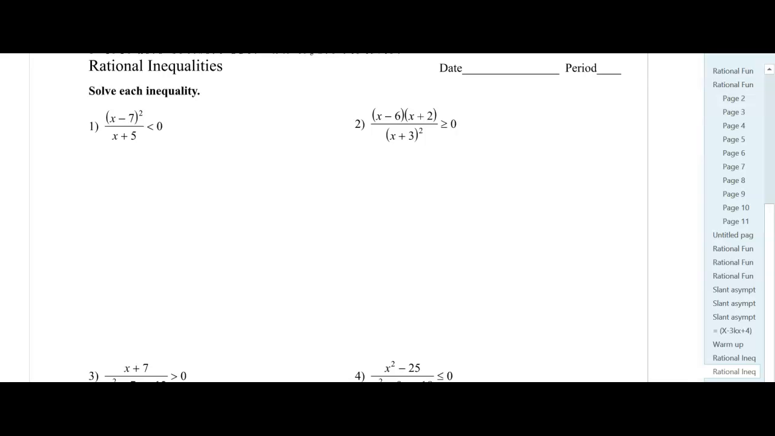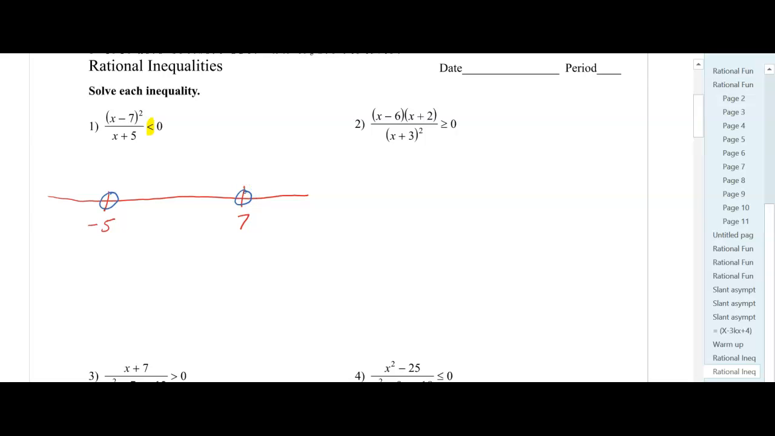Today's learning target is to solve rational inequalities without a graph. If you recall, back in chapter 1, we solved problem number 1 by drawing a number line and putting the critical points on the number line. That's when the numerator is 0, so 7, or when the denominator is 0, -5. Since we want a strict less than, both of these points will be open circles.